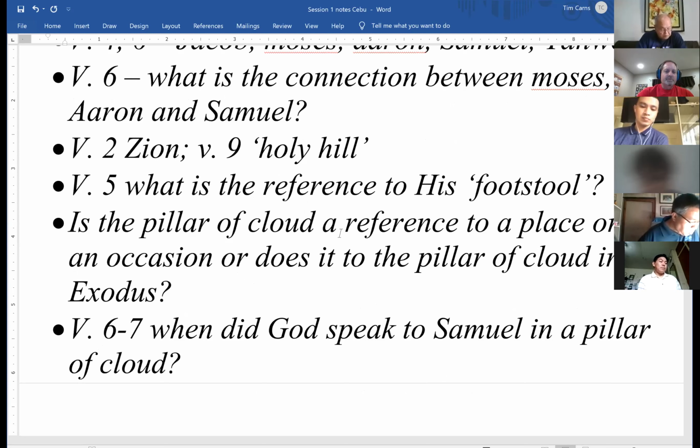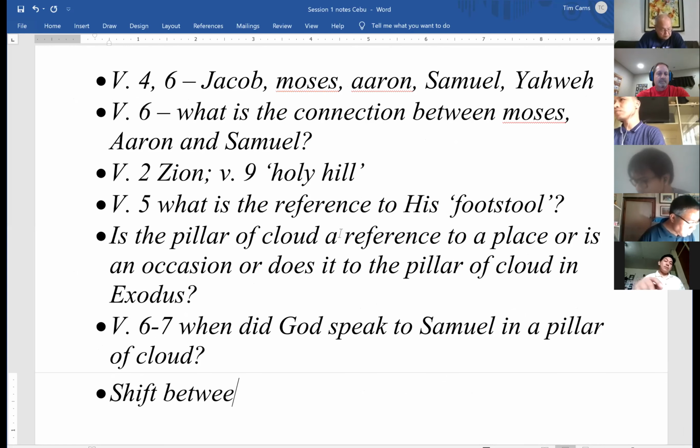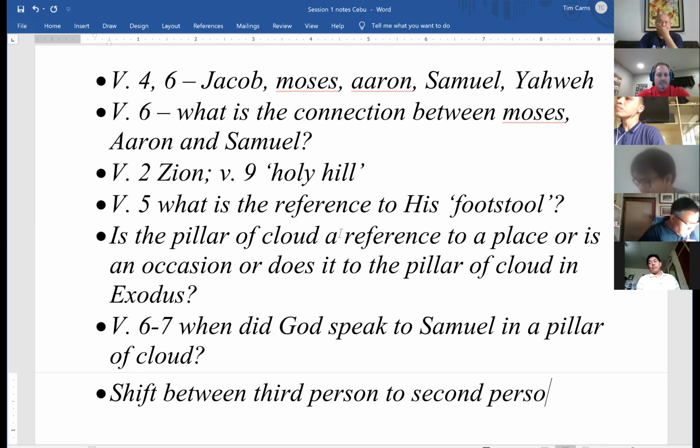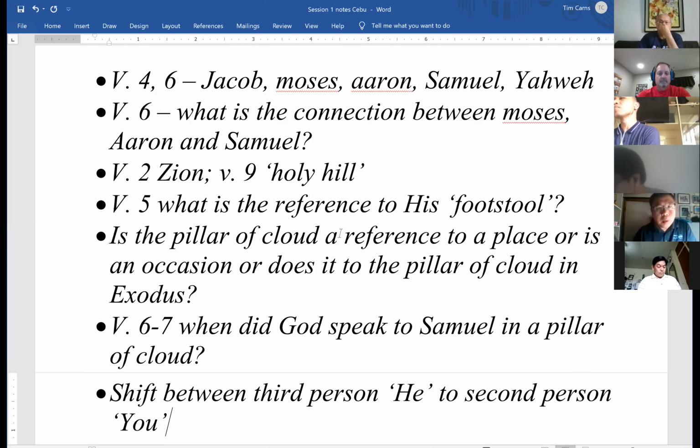All right, maybe one or two more observations. Pastor Kim, I also noticed the shift between the third person in calling upon God and actually referring to him as you. So the psalmist, in a sense, in parts of the psalm is praying directly to God, and at other times he is describing God in the third person, like in verse 3. He says, let them praise your great and awesome name. Then he shifts back, holy is he.